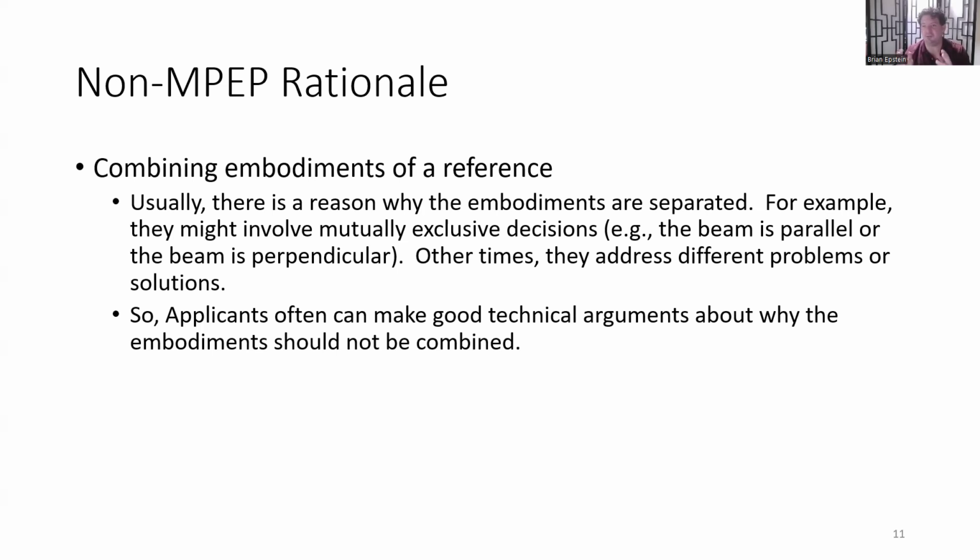Maybe we've got some sort of device, and in one embodiment, the beam is parallel to another structure, and in a different embodiment, it's perpendicular. Other times, the embodiments address different problems or solutions. And in this situation, applicants often can make good technical arguments about why the embodiments should not be combined.